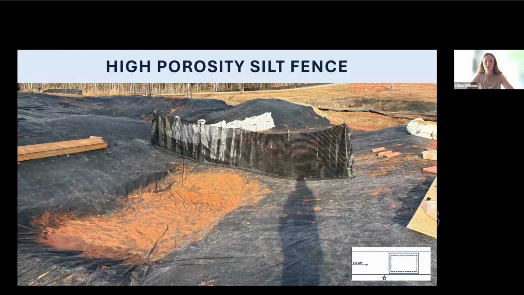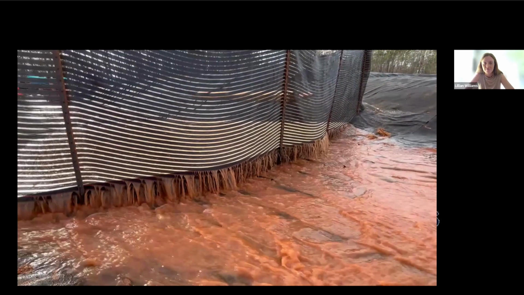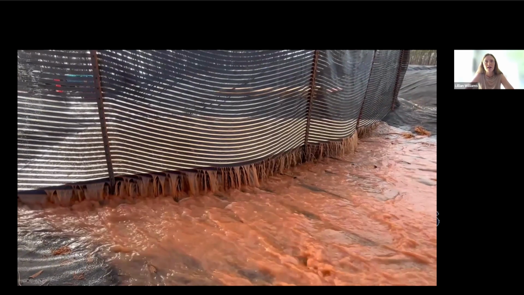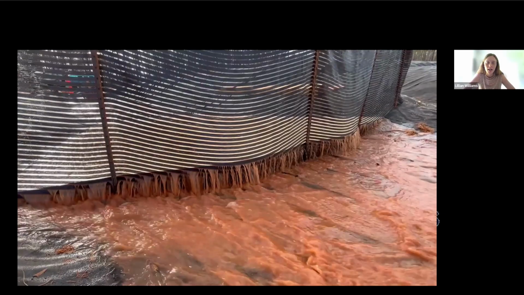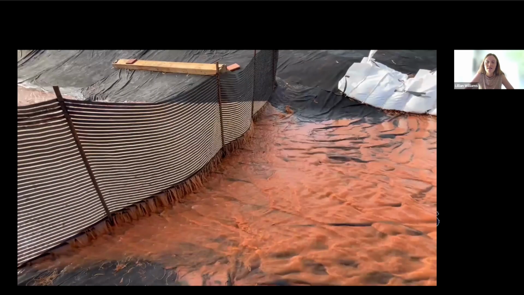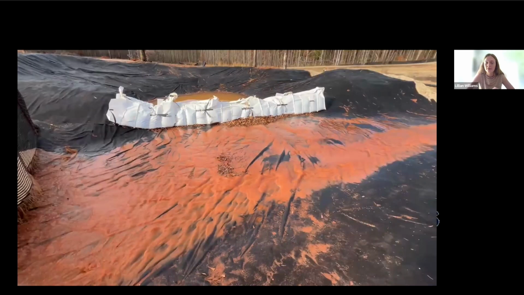For the high porosity silt fence, this is a specific fence that Nebraska had used, and this is called tennis court windscreen, and this is for high flow situations. As you can see, the material doesn't really create a lot of impoundment, which is what we had been looking for, and just allowed water to continue downstream. So it is not on the approved products list in Nebraska anymore, and the material has been completely phased out.